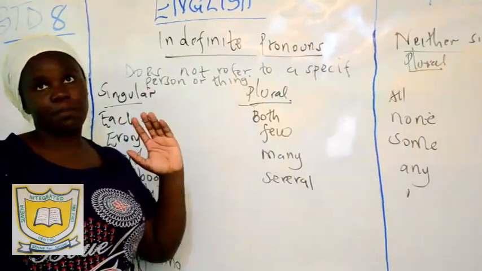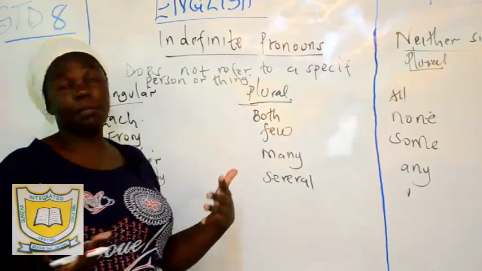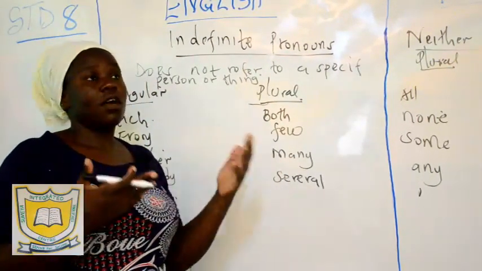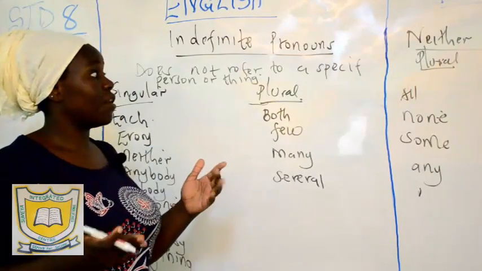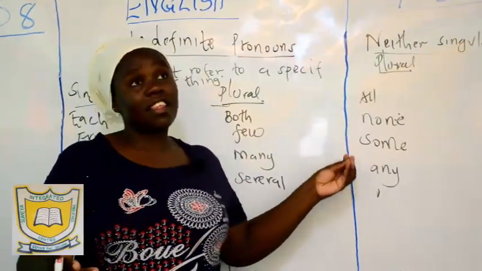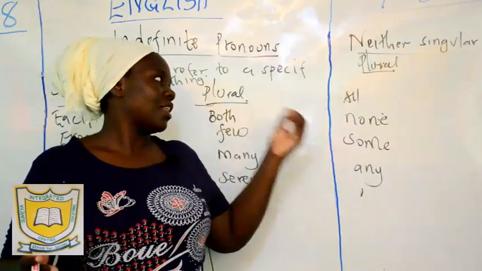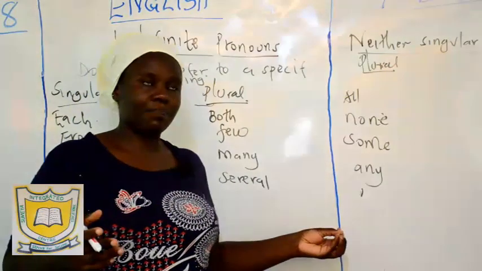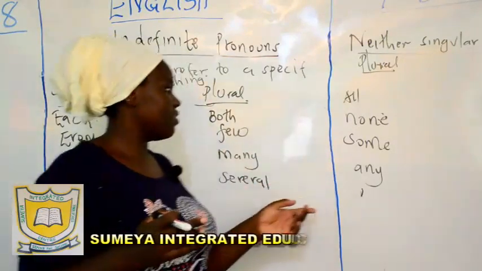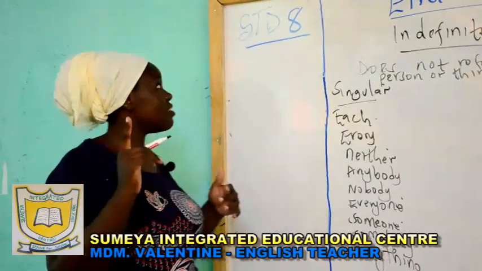Then you have those that are neither plural nor singular, which means they can take plural verbs or singular verbs. If I say a singular verb, I mean the verb does not have an S. And if I say a plural verb, it means the verb has an S.